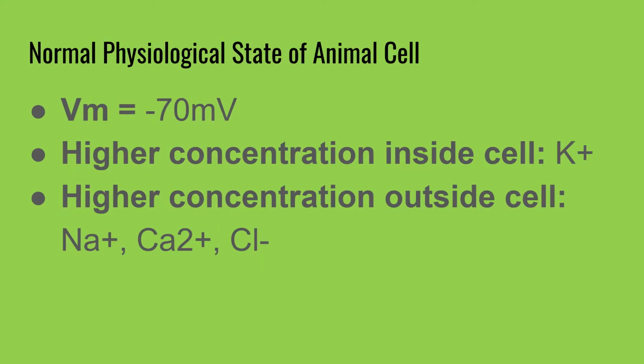And then for just some normal physiological states of an animal cell, your resting membrane potential is going to be -70. And then you're going to have a higher concentration of potassium inside the cell, and then everything else has a higher concentration outside of the cell. So that's sodium, calcium, and chloride.